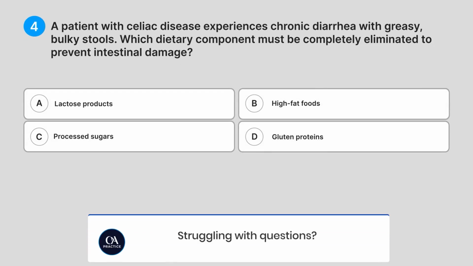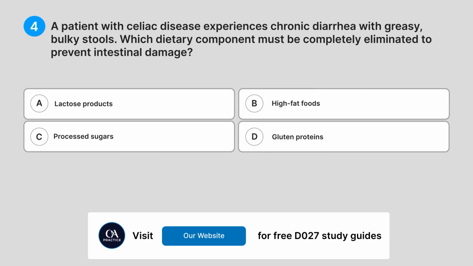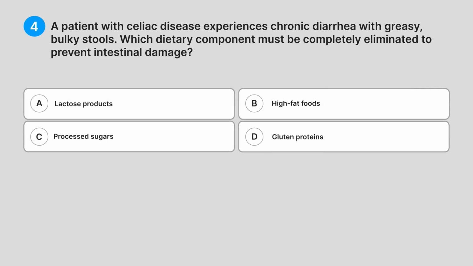4. A patient with celiac disease experiences chronic diarrhea with greasy, bulky stools. Which dietary component must be completely eliminated to prevent intestinal damage? A. Lactose products, B. High-fat foods, C. Processed sugars, D. Gluten proteins.